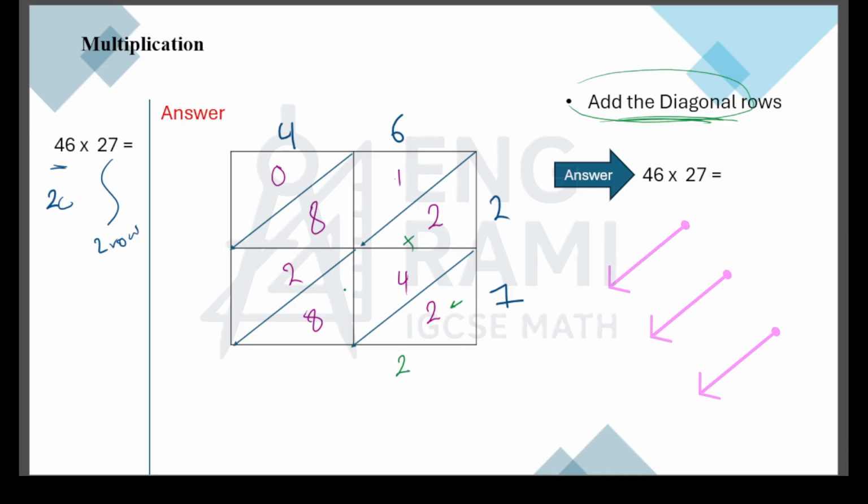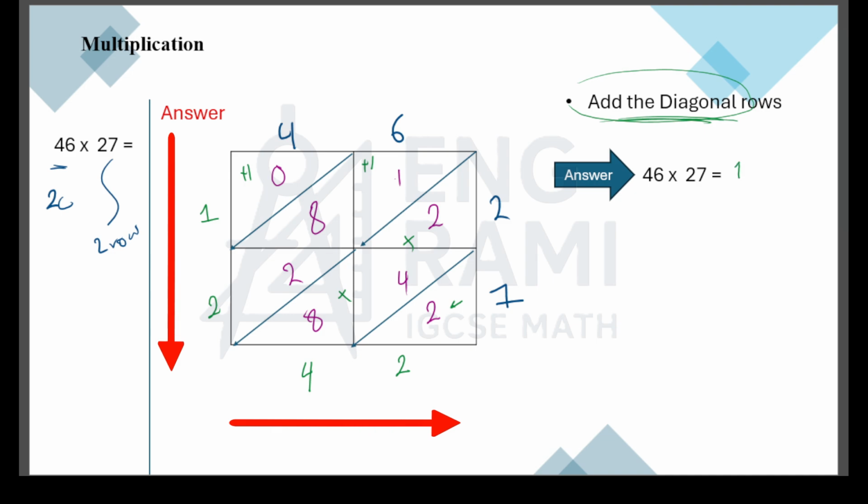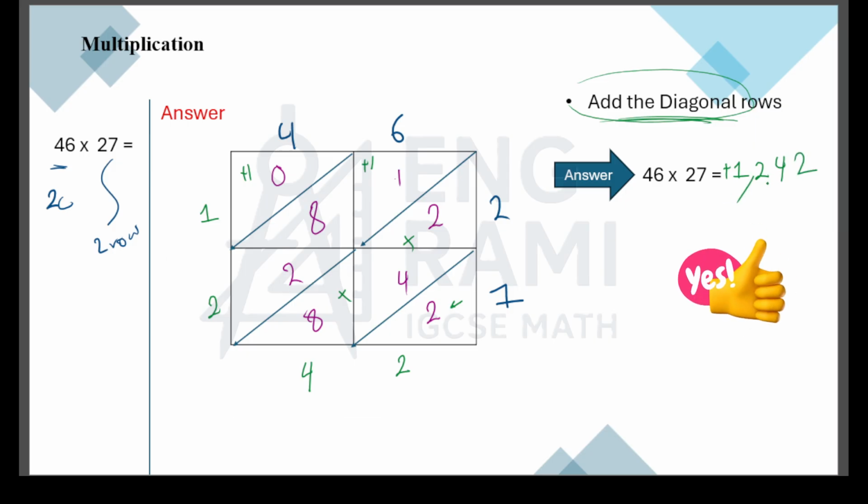2 plus 4 plus 8. 2 plus 8, 10. And 4 equals 14. 1 plus 1, 2 and 8, 10. And 2 equals 12. 1 plus 0 equals 1. So our final answer, positive, is 1, 2, 4, 2. I mean 1242.